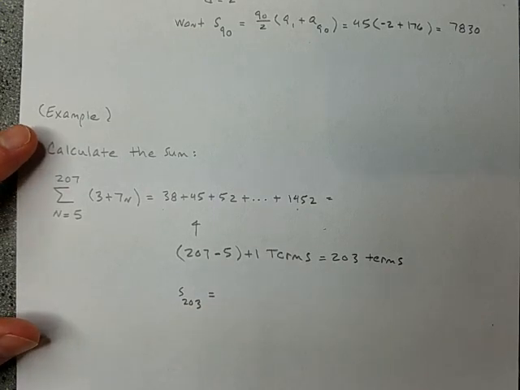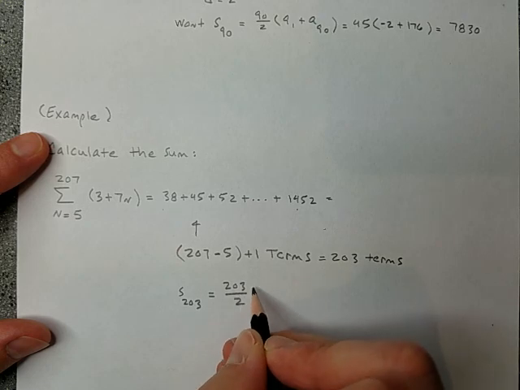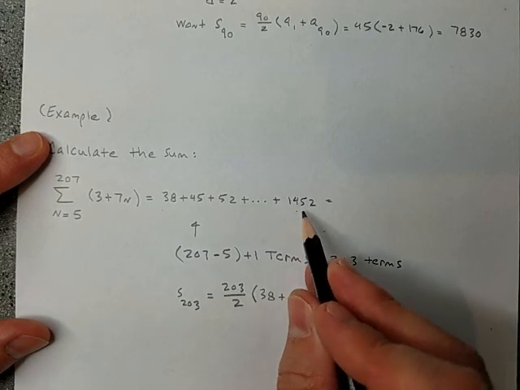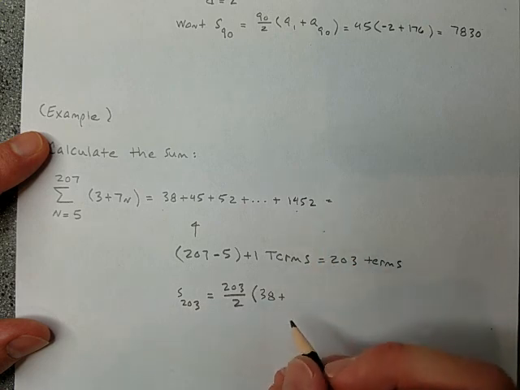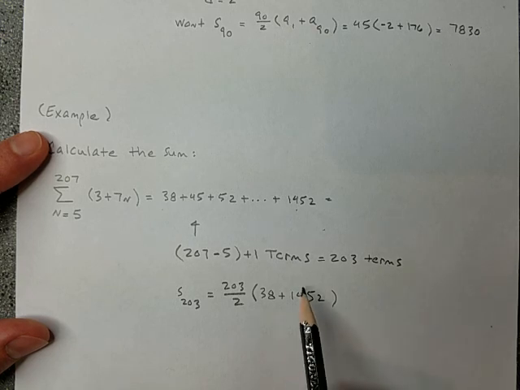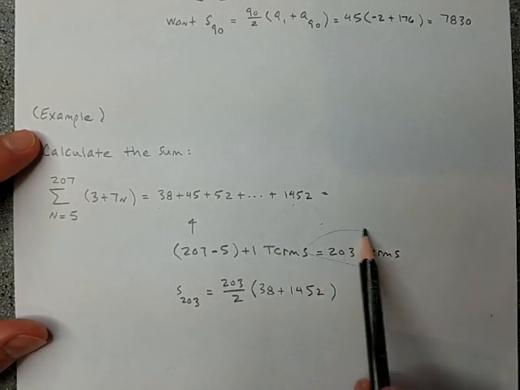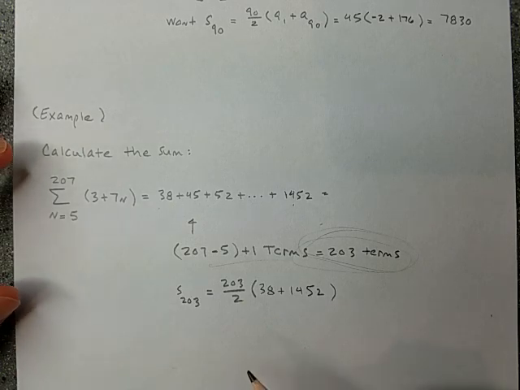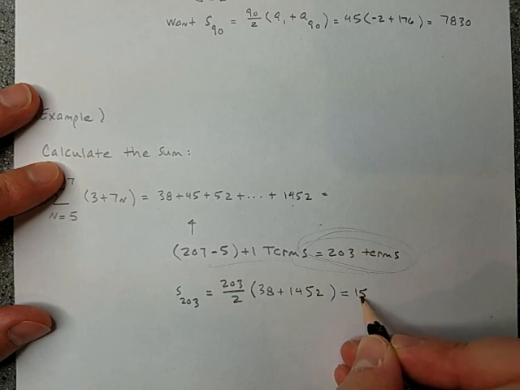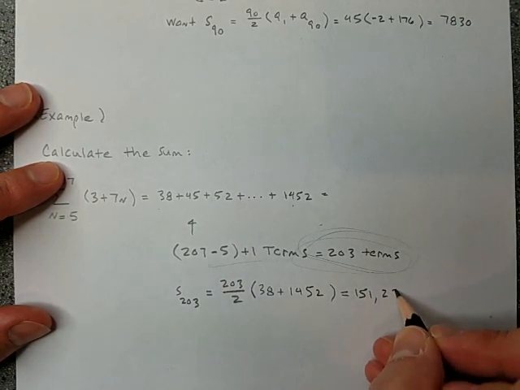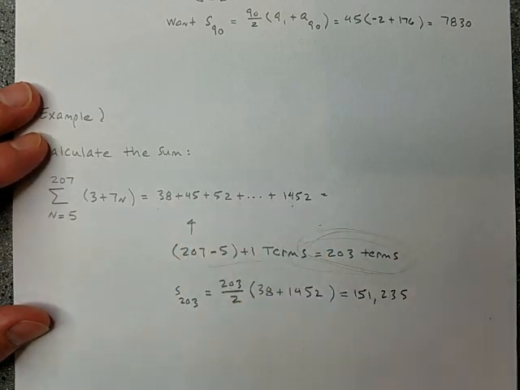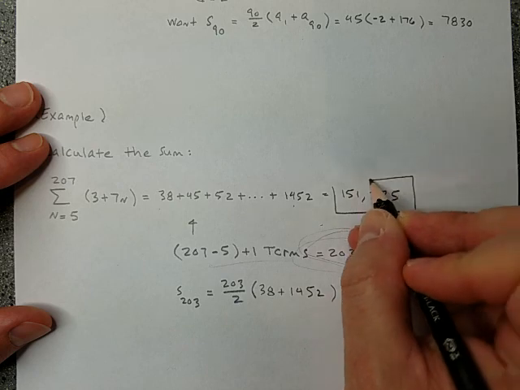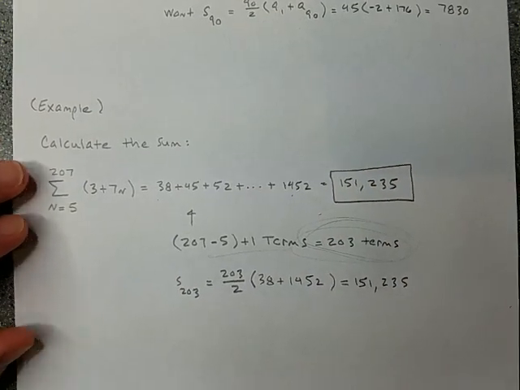According to our formula, that's 203 over 2 times the first term, which is 38, plus the last term, term 203, which is 1452. So that's not hard to do, and I already gave you that formula. The only part that might catch you off guard is realizing that there are 203 terms there. Anyway, that number turns out to be 151,235. So that's the grand total of all that adding.